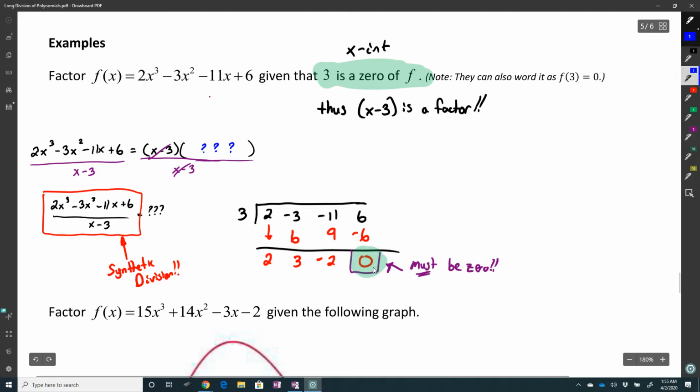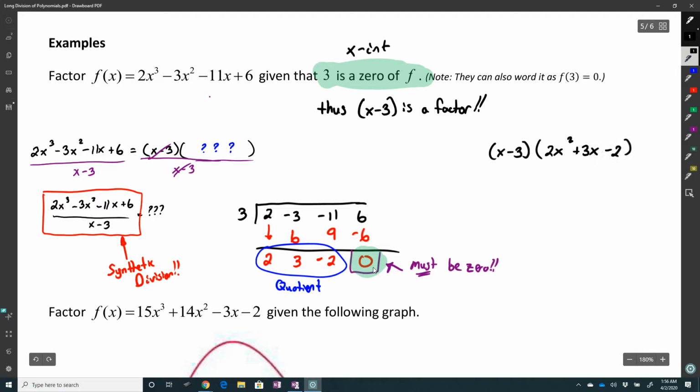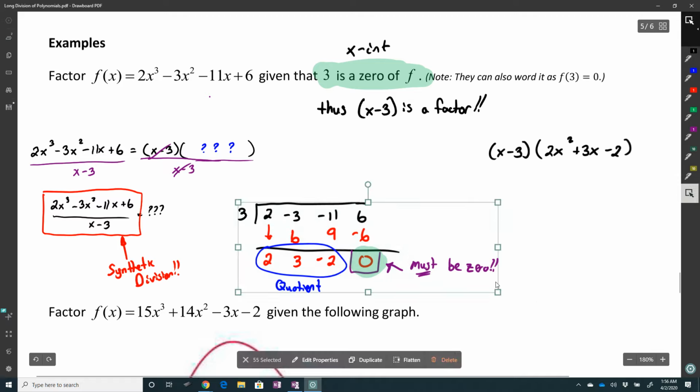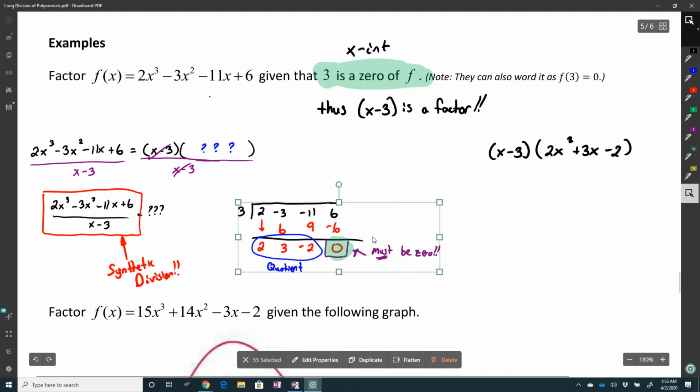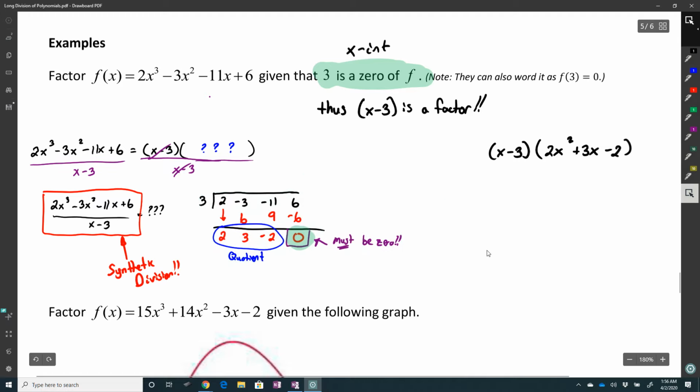This means that this part right here is my quotient, or the missing factor. So my factored problem is x minus 3 times 2x squared plus 3x minus 2. And it turns out that for this one I can use the quadratic formula. You cannot escape it.